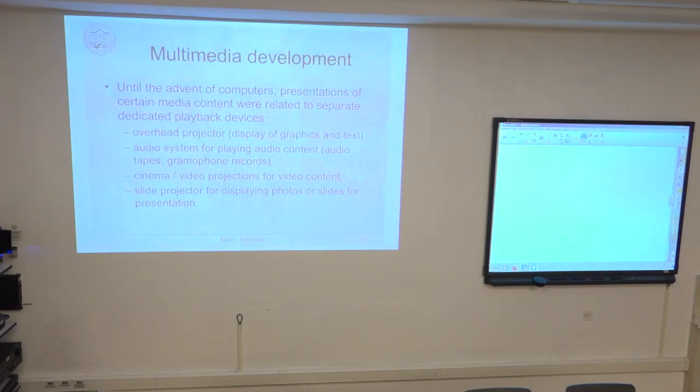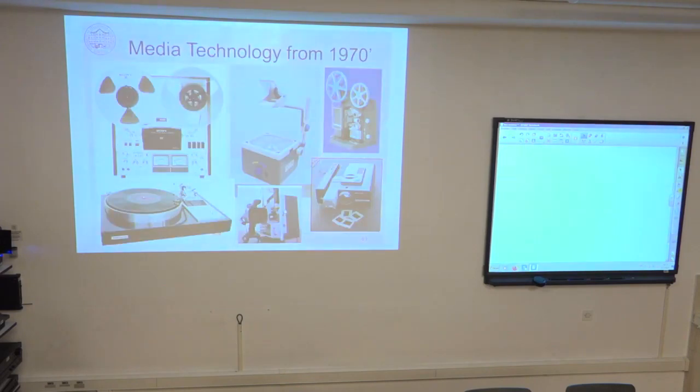Until the advent of computers, presentations of certain media content were related to separate devices for playback. For example, we had this overhead projector to display graphics or text. This was the overhead projector, and you put some kind of transparency above this lamp, and this lamp would collimate the picture through the lens on the wall. And it was completely passive, no electronics except for the lamp.